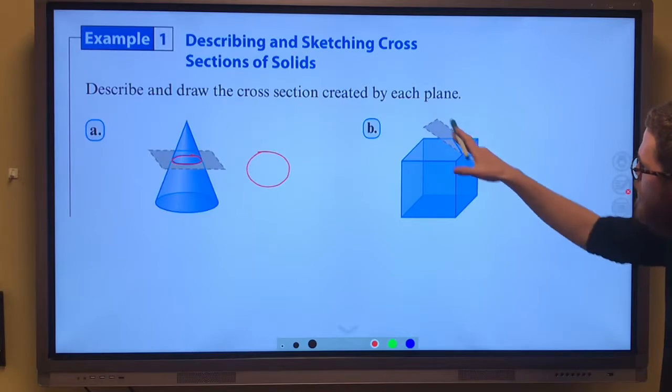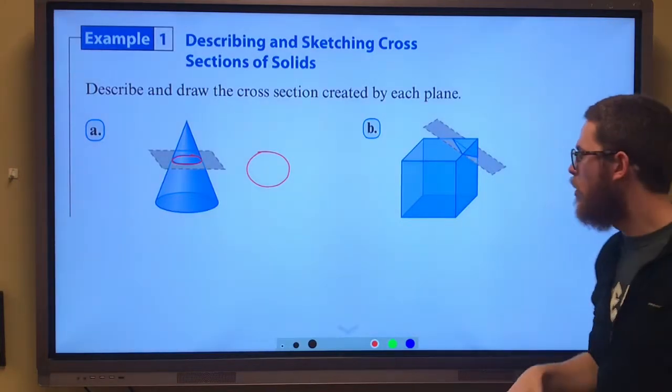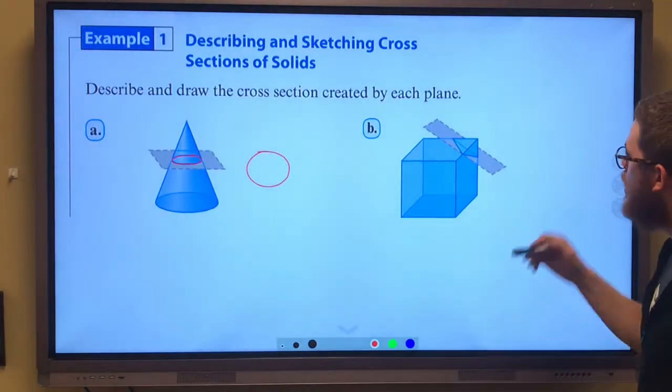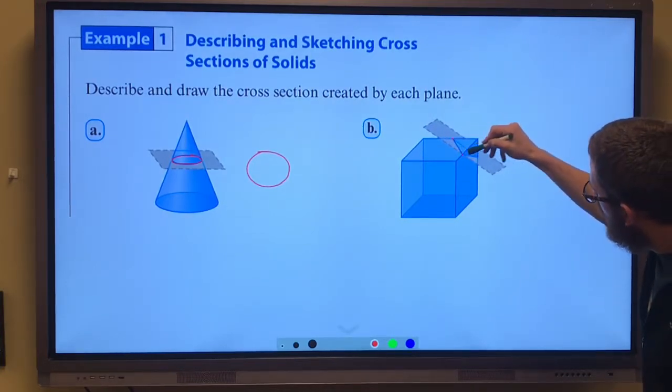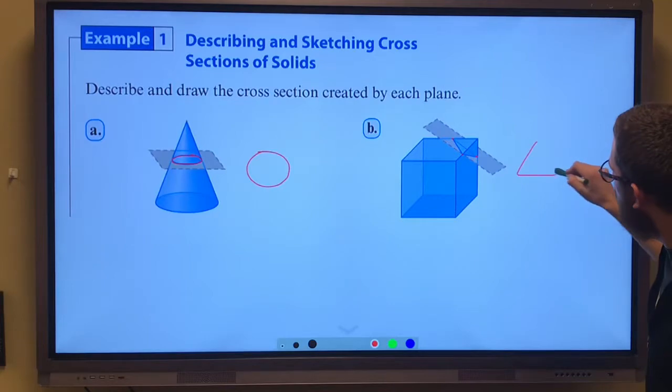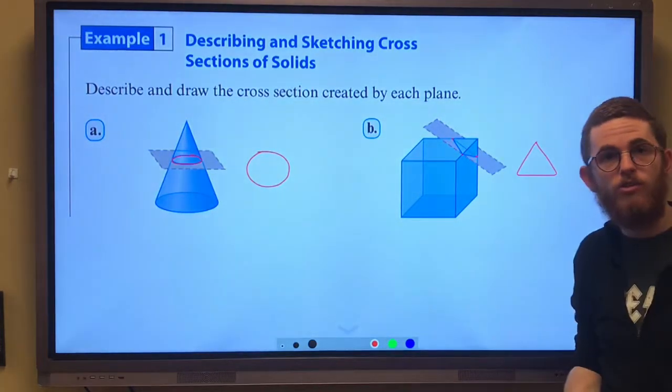Here, the plane is intersecting our cube or some kind of rectangular prism at a diagonal, creating three vertices there. It's creating a cross section as a triangle.